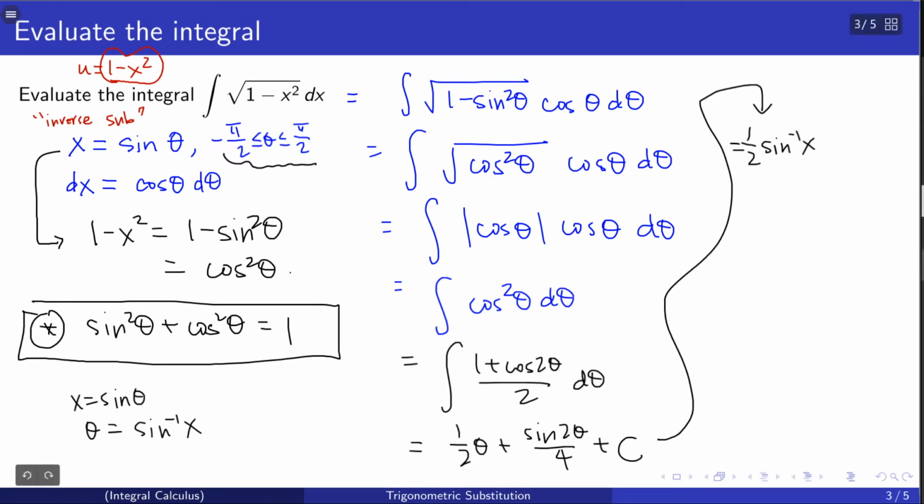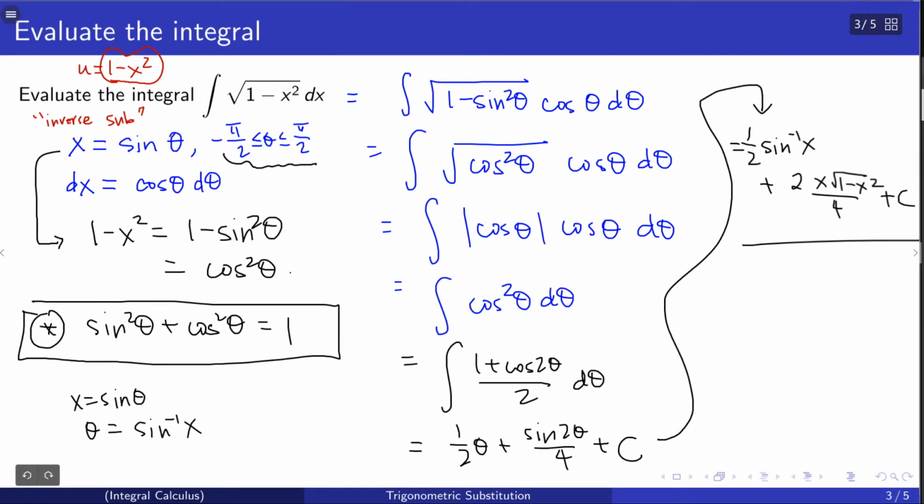Sine 2 theta is equal to 2 sine theta cosine theta over 2. I mean over 4, so we still have over 4 there. So we're really just plugging in x for sine theta. And for cosine theta, it's the square root of 1 minus x squared. And we're done. That's the antiderivative of this integral.